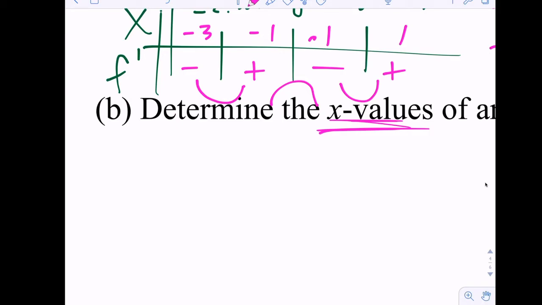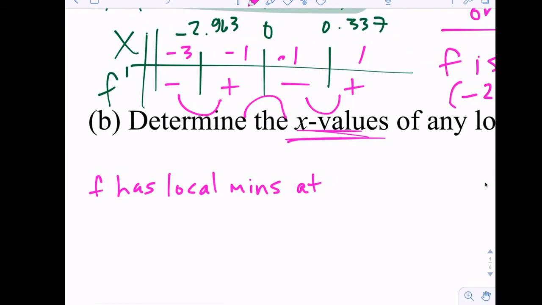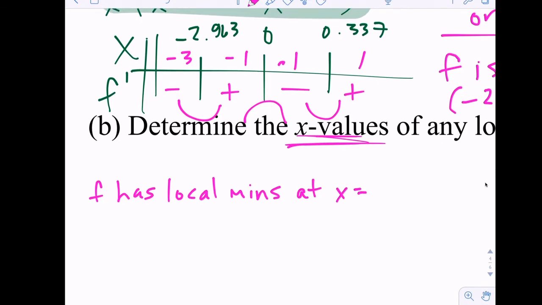Now, because we have 2 mins and they are mins for the same reason, we can clump those together in one argument. So we could say F has local mins. Are we supposed to say of or at? At, because we're looking for the x values. At x equals -2.963 and 0.337. That would earn a check.